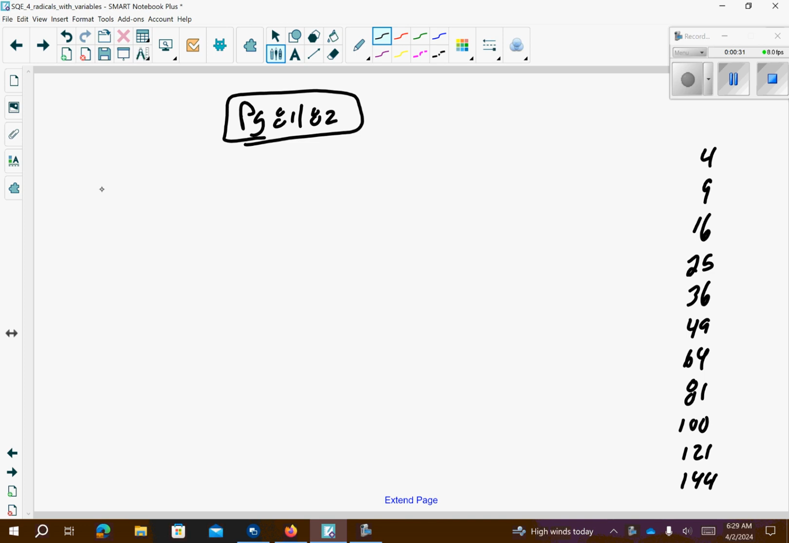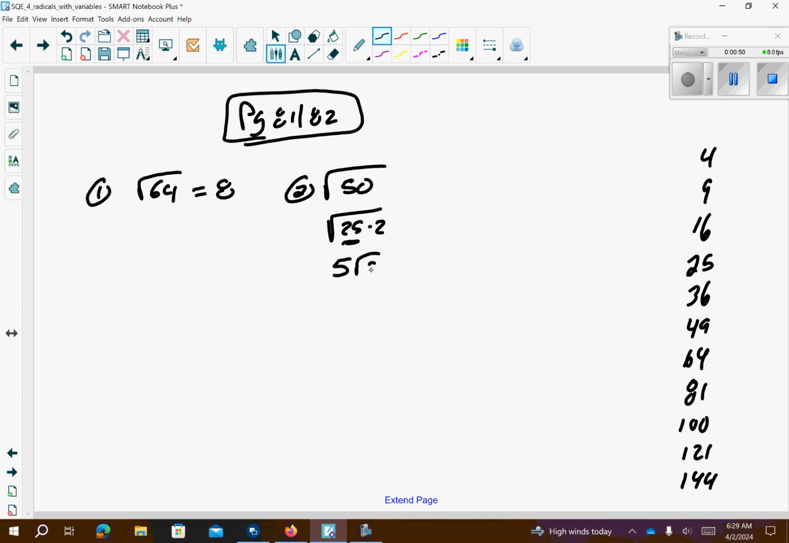All right, so problem number 1 is root 64. Well, root 64 falls right here, so the square root of 64 is just 8. Notice the square root sign went away. Problem number 2, we have square root 50. Well, we want to break 50 down. 50 falls in here, so 25 times 2 is 50. Square root of 25 is 5, so we wind up with 5 square root 2.